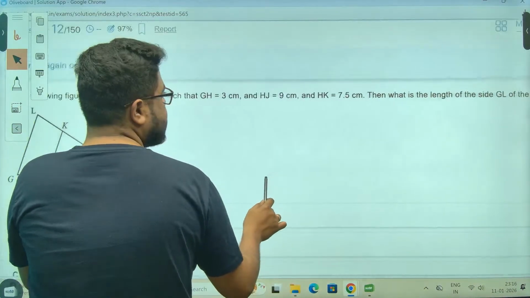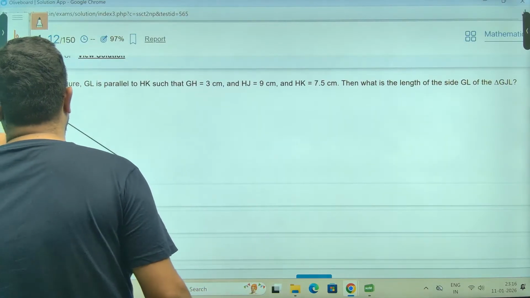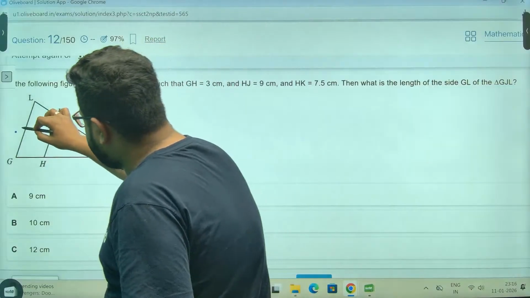They have asked you something. Chalo, let's see if we can do this. GL is parallel to HK. Okay, these two are parallel.